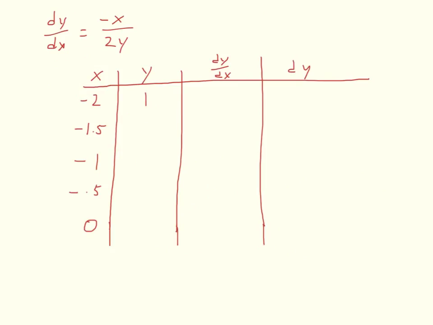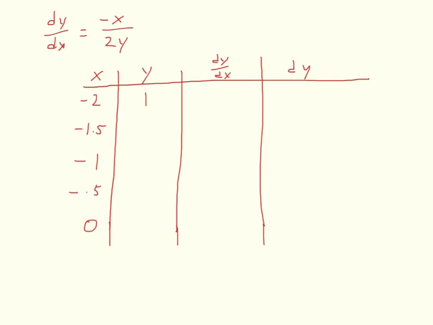So now let's take a look at another one here. We have dy/dx is equal to negative x over 2y. And this one actually is that slope field that we saw earlier that I drew. And you'll notice my initial condition is negative 2, 1. And so what we want to do here is generate some points. And I'm going to ask you to find the values of the y coordinates at each one of these locations here in the x.